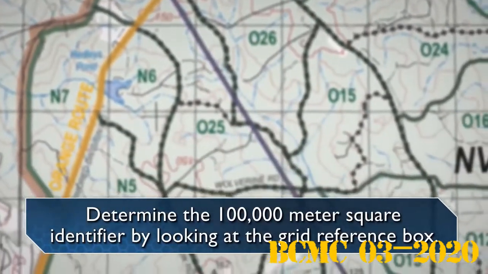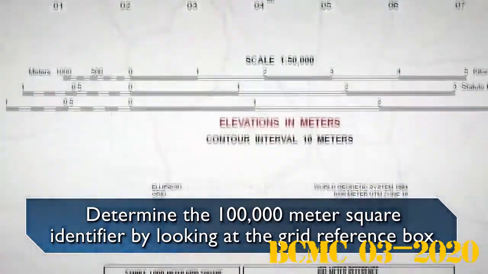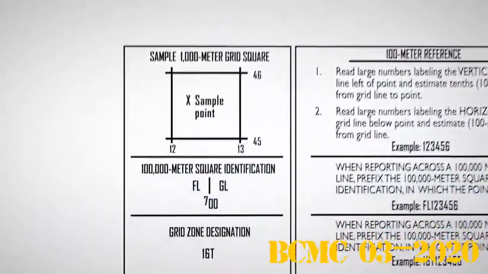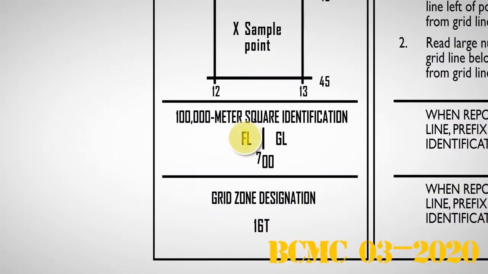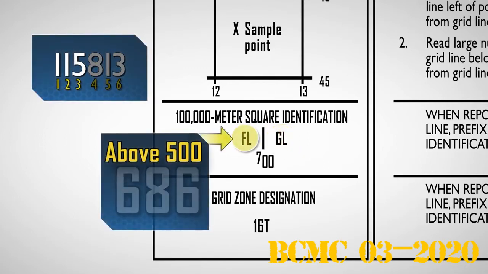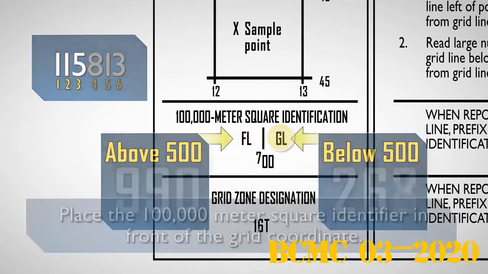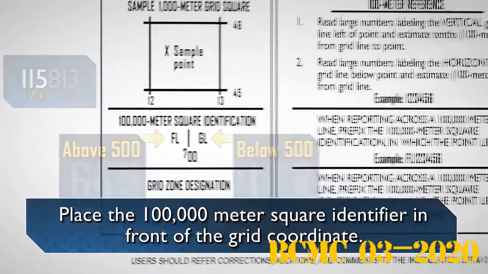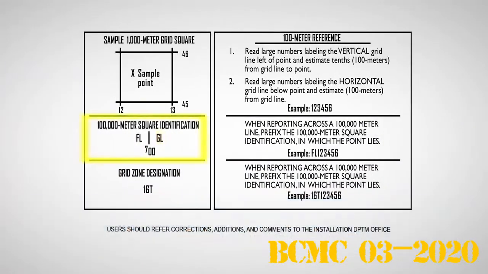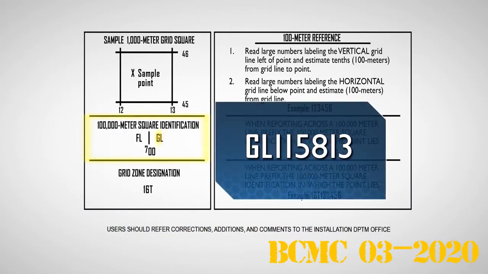Determine the 100,000 meter square identification by looking at the grid reference box in the margin of the map. Whenever a map covers multiple 100,000 meter square identification grids, as shown in this example, Foxtrot Lima, Golf Lima, and the first 3 digits are above 500, choose the left designator. If the first 3 digits are below 500, choose the right designator. Place the 100,000 meter square identifier in front of the grid coordinate. In the example given, the grid coordinate becomes Golf Lima 115813. Further location precision can be achieved by using the grid zone designation listed in the map's margin.